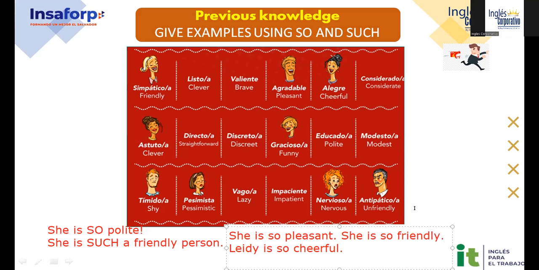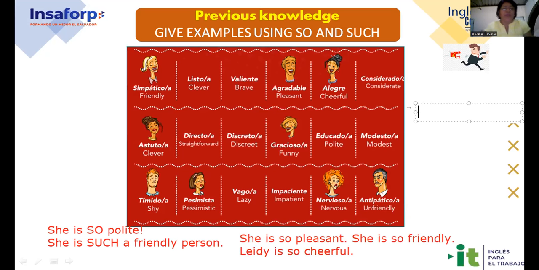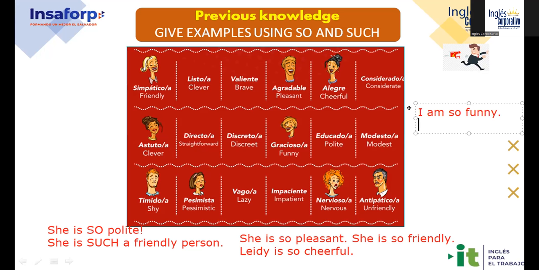Okay, let's see. Marlene, give me one example. Hello, Marlene. I'm on my way, teacher. Okay, thank you, Marlene. Blanca, hello, Blanca. Give me one example, Blanca. She's so funny. Okay, she's so funny, or I am so funny. So use any other pronoun: you, we, they, he, she, Pedro, Juanito, Juanita. Clelia, hello. Give me an example.